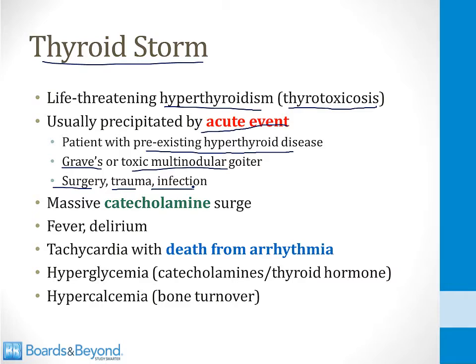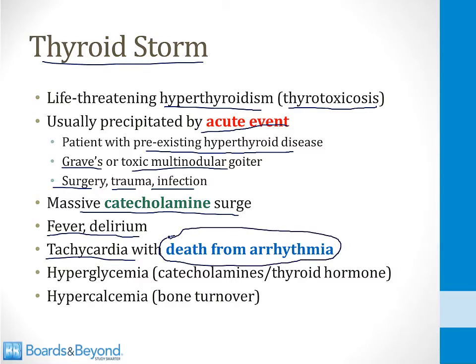The reason they get very sick is because there is a massive catecholamine surge. These patients can develop a fever and delirium. They can develop tachycardia, and in particular, they often die from arrhythmias from the catecholamine surge. They often have hyperglycemia. This is because the catecholamines raise the plasma glucose. Thyroid hormone can also raise the plasma glucose, and they also sometimes develop hypercalcemia from high turnover of bones.